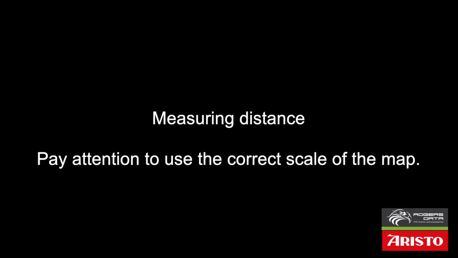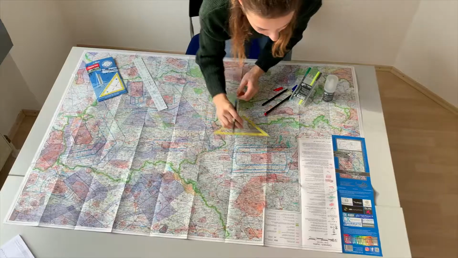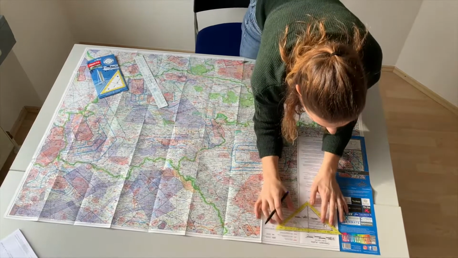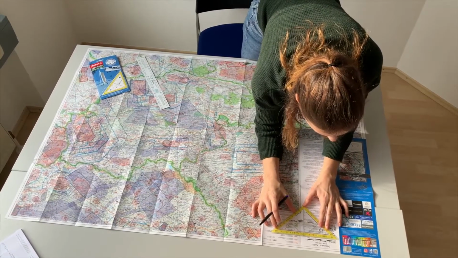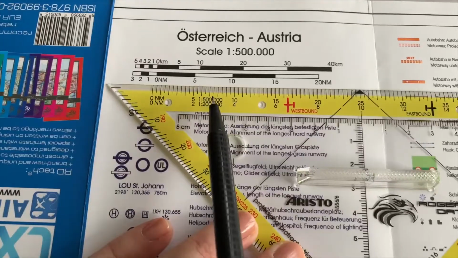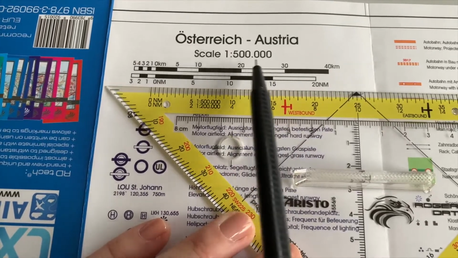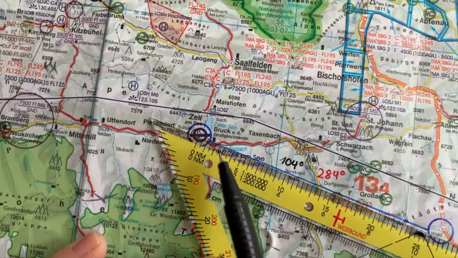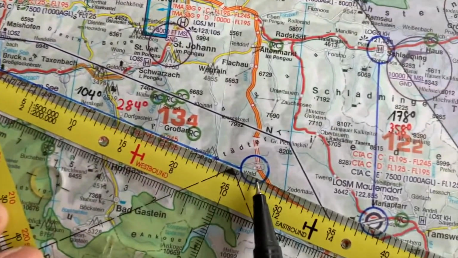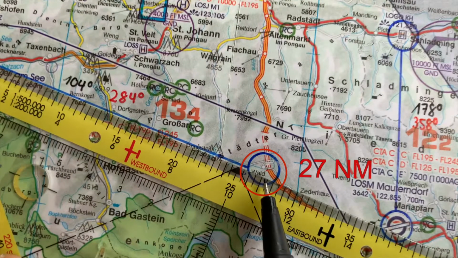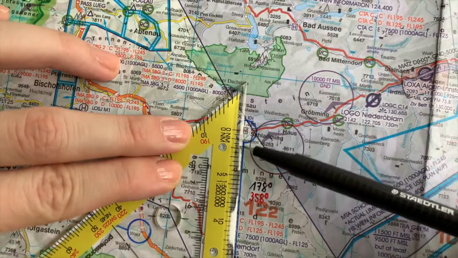Finally, you can use the Professional Protractor Triangle to measure distances directly from the map. Pay attention to use the correct scale of the map. The standard scales of 1 to 500,000 and 1 to 200,000 are covered by the Professional Protractor Triangle. To convert other scales, the distance can be easily calculated by multiplication or division.